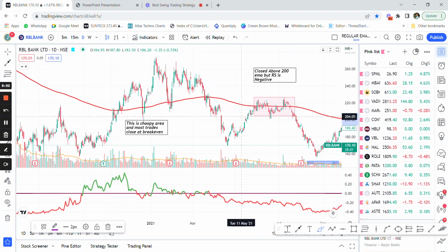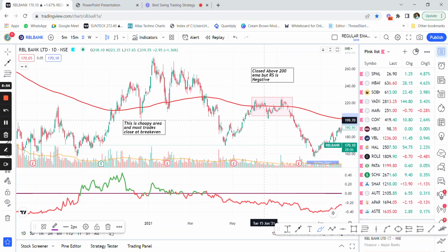here. Again, we see here that the stock turned above the 200-day EMA, but we see again that the RS is negative basically. So these are not the value buys. That is why we are using the relative strength line as a magical filter to filter out stocks which should be bought, or when it should be bought and when it should not be bought.